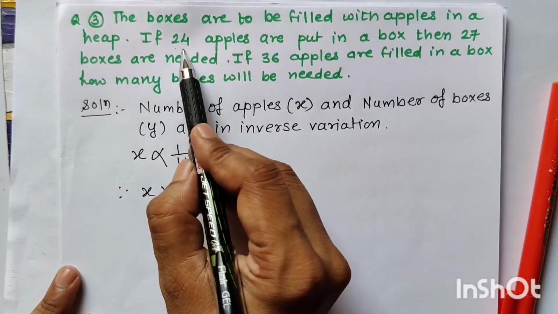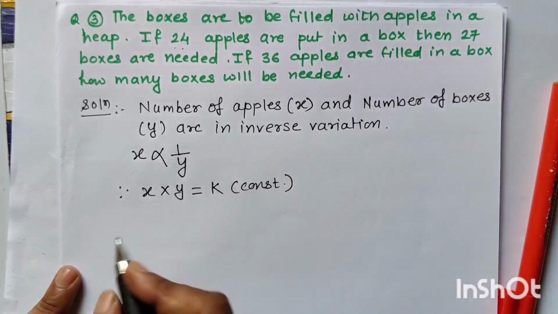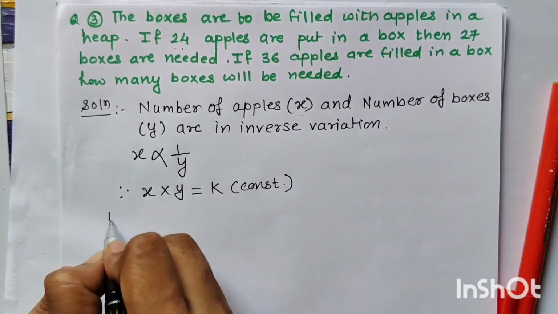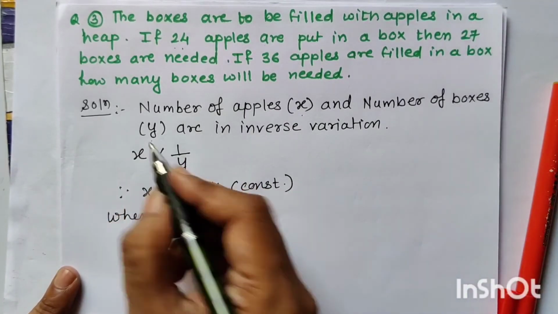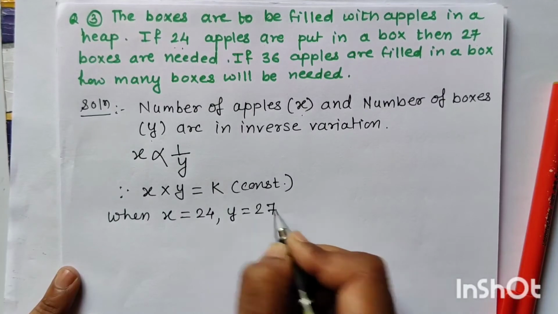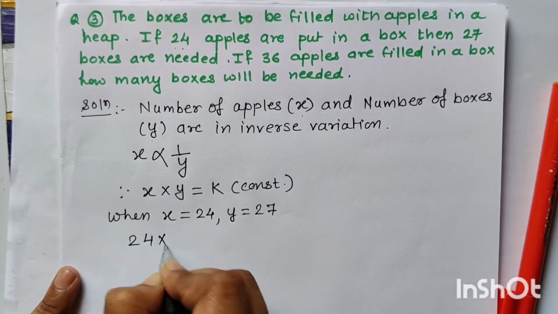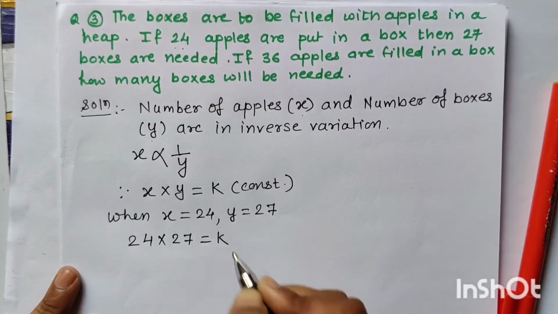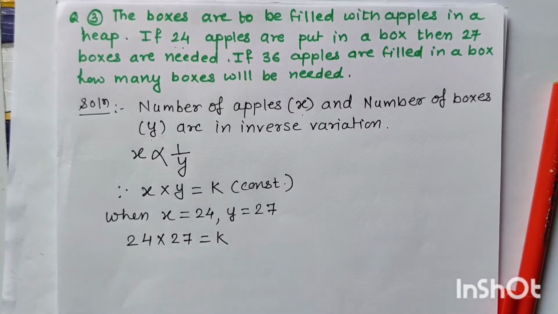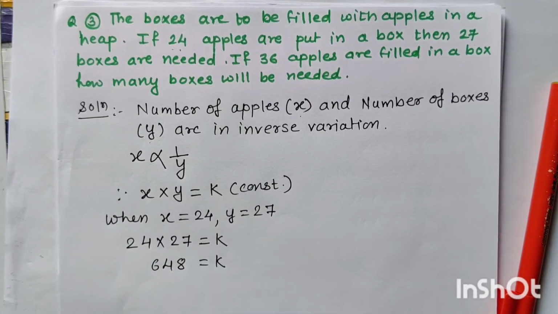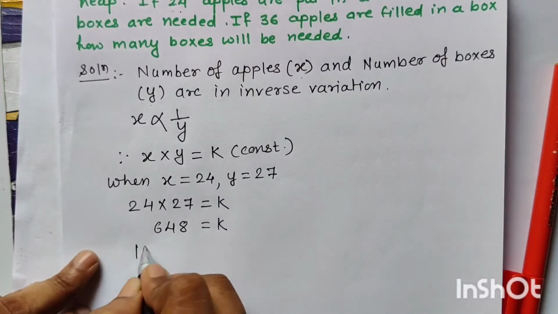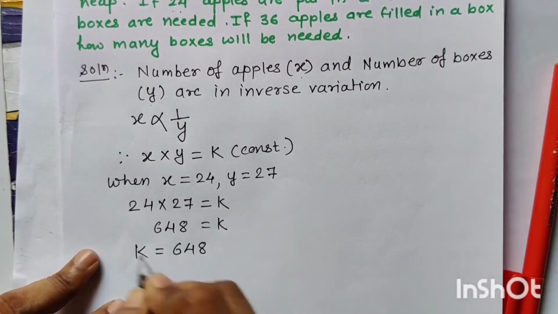Now, if 24 apples are put in 27 boxes. For apples, the number of apples, we have taken x. So when x is equal to 24, how many boxes are there? y is equal to 27. Put this value: 24 into 27 is equal to k. So now we have to multiply 24 into 27. What can we get? So I have got it: 648 is equal to k. So k is equal to 648 is the constant of variation.